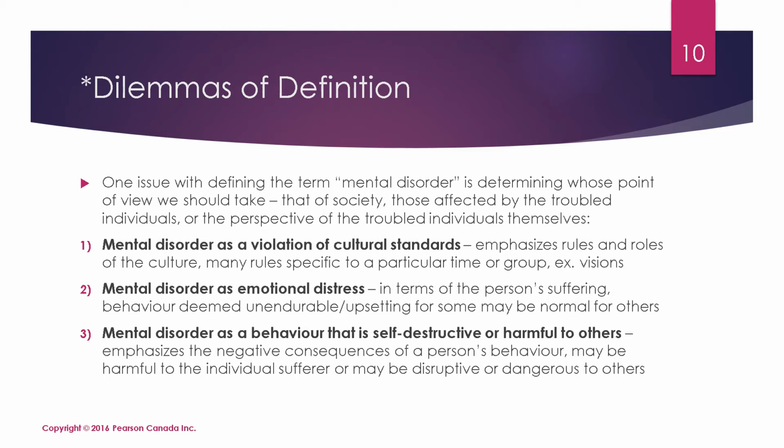One issue we've had with defining the term mental disorder is determining whose point of view we should take: that of society, those affected by the troubled individuals, or the perspective of the troubled individuals themselves. We know that it's not just the person who's impacted by the mental illness, it can also be the people around them and even society as a whole. So there are three factors that we can look at when we're determining whether or not we're going to define something as a mental disorder.